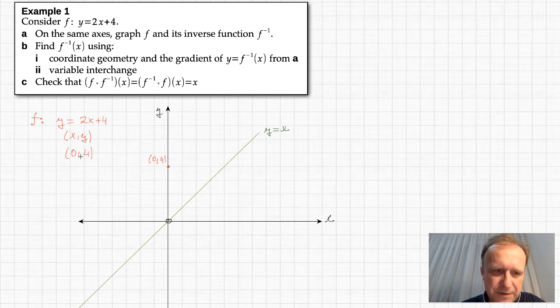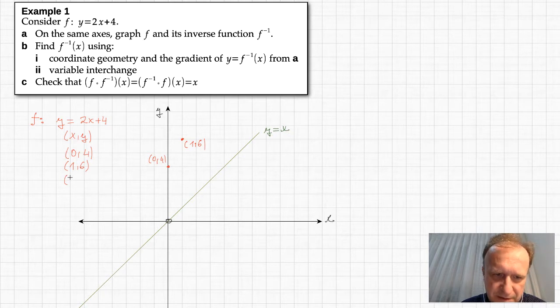Okay, now let me choose another one. Let me take 1 for x. If I take 1, 2 times 1 is 2, plus 4 is 6. So therefore the point with coordinates 1 and 6, this one here, should be a point of the graph of the red function f, 1 and 6. Here it is. Let me take the third one, but I have to say here very emphatically, it's not necessary to have more than 2 points, but let us do it anyway.